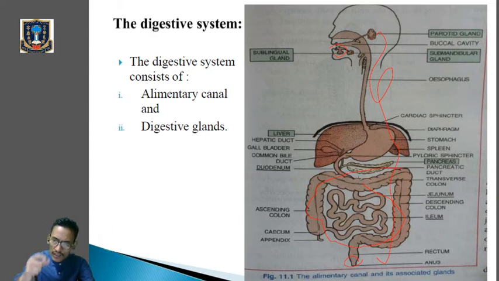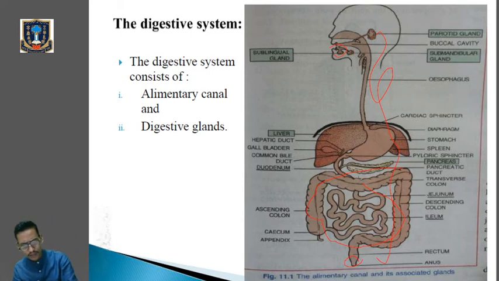In addition, among the digestive glands, we find the liver, right? We find the pancreas, which is also associated with it, and we have the salivary glands also, which help in the process of digestion. Each and every organ of the digestive system we are going to learn in detail. Just remember that the digestive system is mainly composed of the alimentary canal and the digestive glands. Now we will see the various organs of the digestive system.